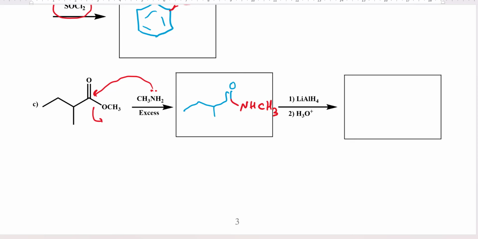Then the next step is reduction of the amide. When we have reduction of an amide, we simply erase the carbonyl group, the double bond O, and that carbon converts to CH2. So if I want to draw the structure for this step, I would write everything, I just don't write the double bond O anymore. This is the answer for this reduction.